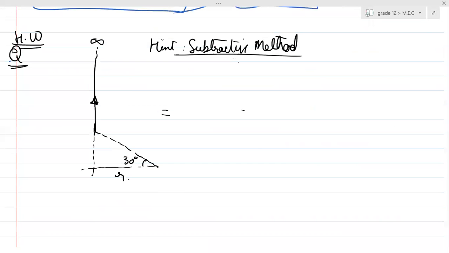So next question. What do you need to find out? You need to find out the magnetic field at point P, which is at a distance of r, at a 30-degree angle. Current is I.